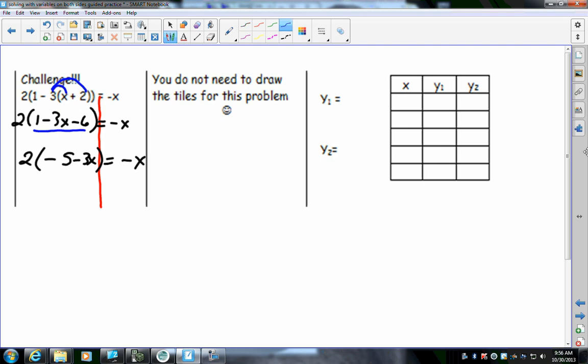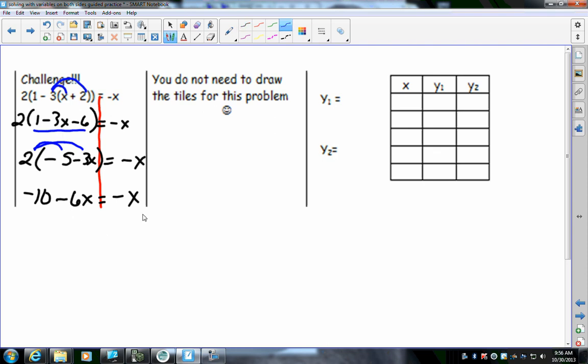Now I have the distributive property again. 2 times negative 5, negative 10. 2 times negative 3x, negative 6x, equals negative x. Okay, so all we did was distribute. Now, hopefully, we can do this from here.